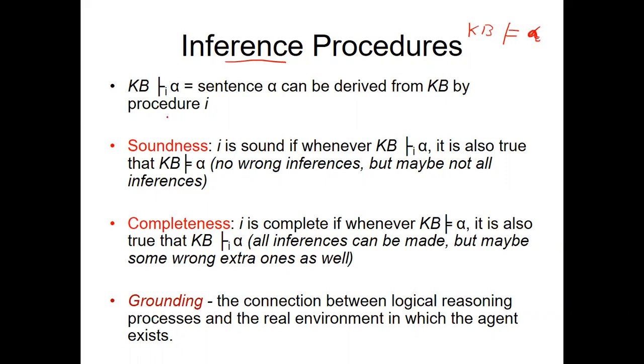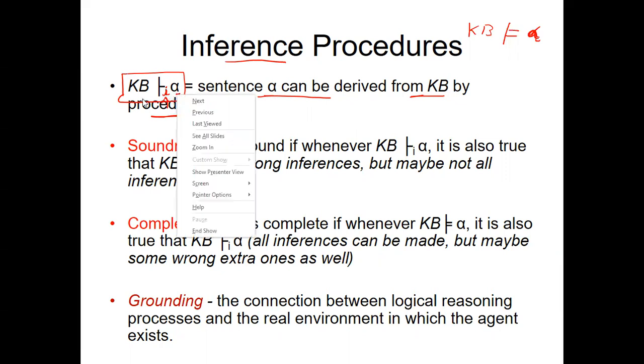Say there is an inference procedure I which can derive a sentence alpha from the knowledge base KB. That is represented like this: KB, this symbol, I, alpha. When something is represented like this, it means that there is an inference algorithm I which has derived the sentence alpha from the knowledge base.